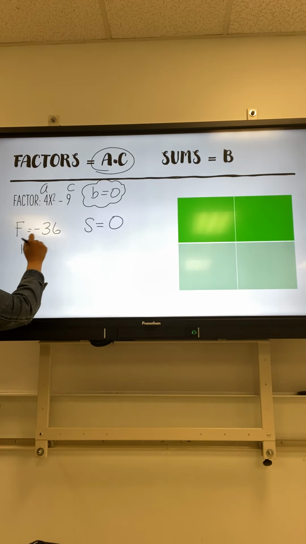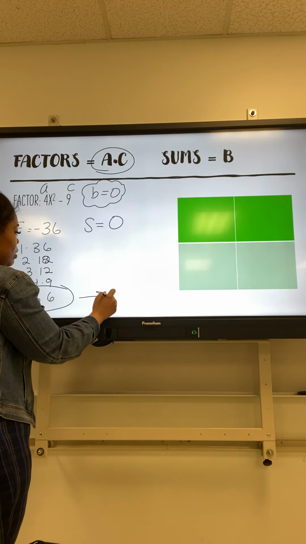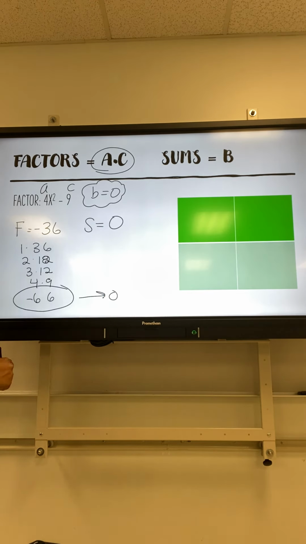So the factors of 36, all right, we know that one of these is going to have to be negative because we have a negative 36, and I want the sum to be 0. The only way we can get 0 is if the numbers cancel themselves out. So the only thing that's going to cancel out are the 6's, and we just have to make one of them negative. So negative 6 times positive 6 gives me negative 36, and then when I add them, I get 0, right? So this is the pair that I'm looking for.